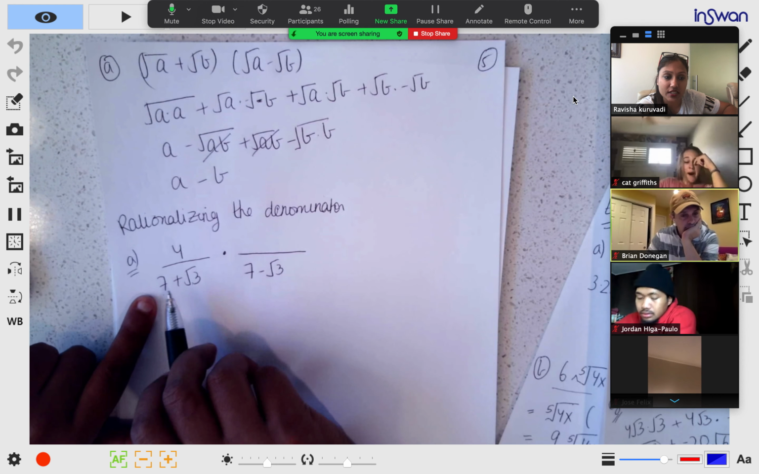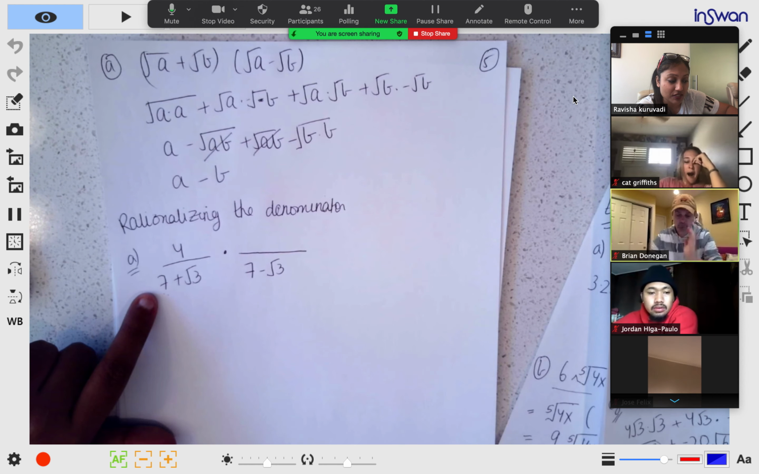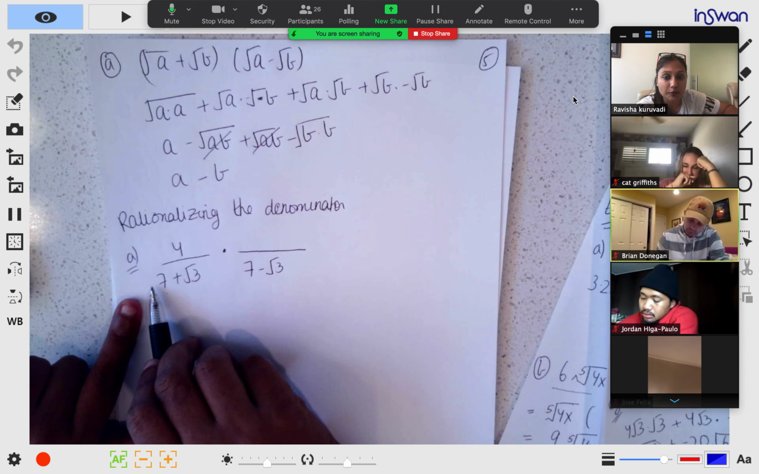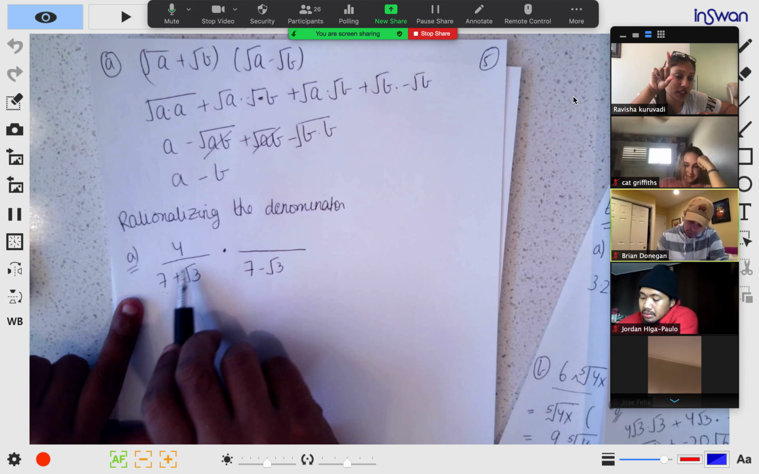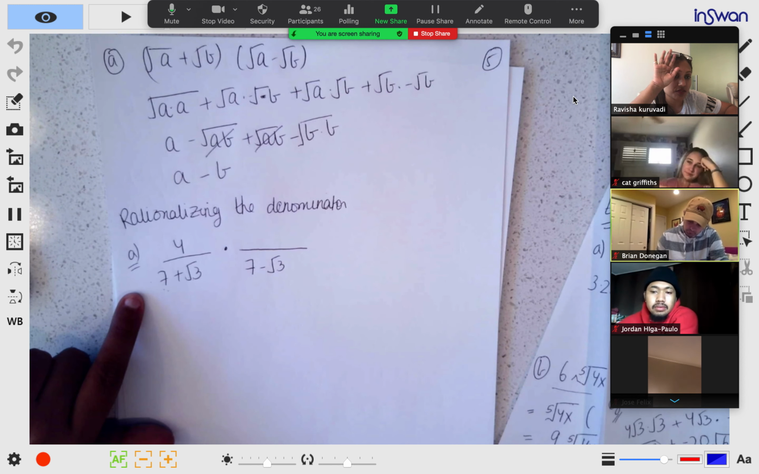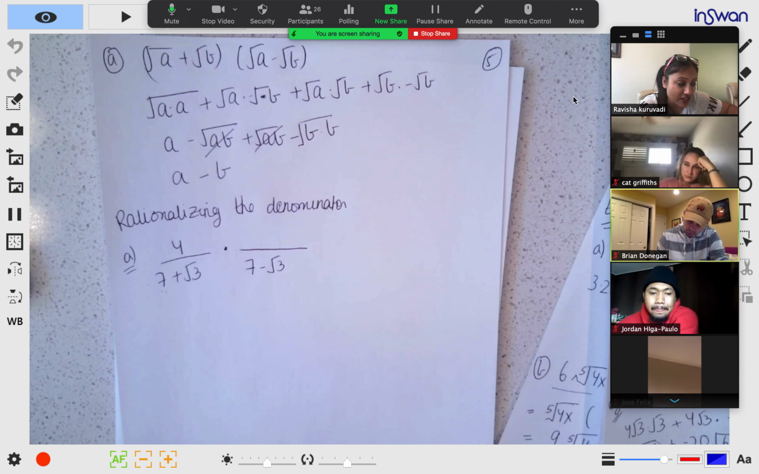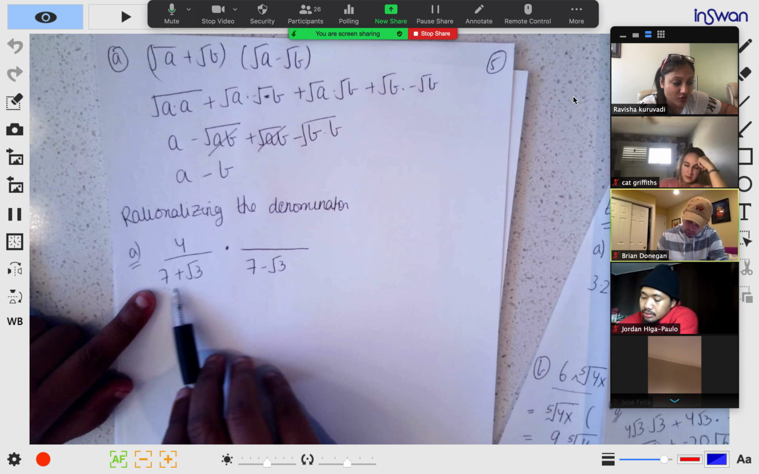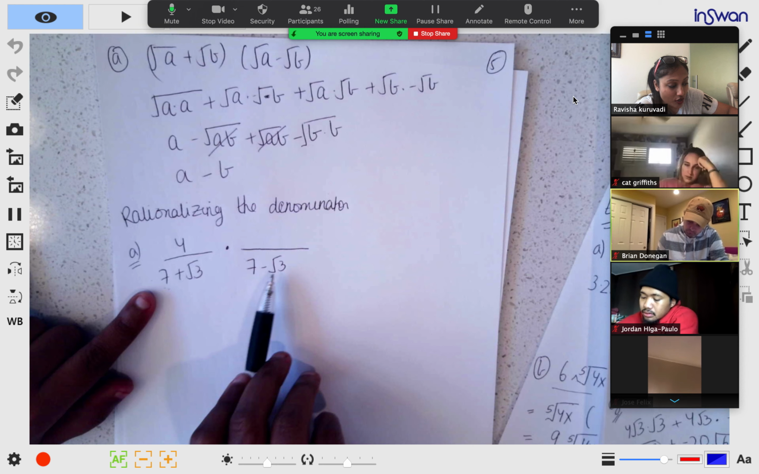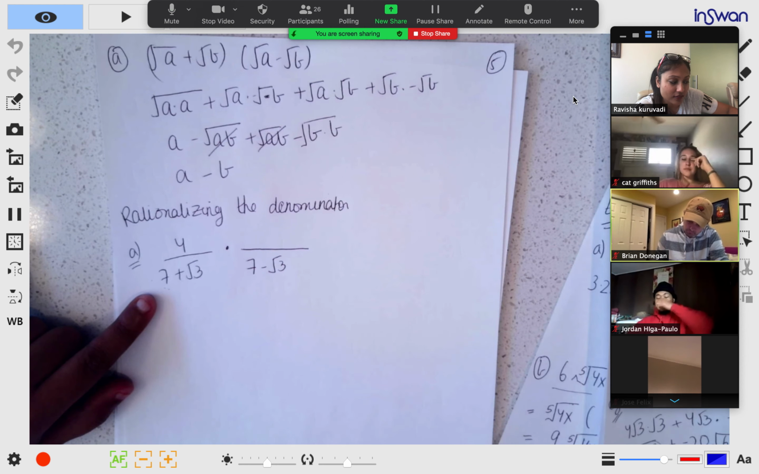It's up to you which sign you change. You can change the sign of 7 and keep the sign of the other term the same. But change the sign of one term and keep the other term as it is. So I'm keeping 7 as it is, but the sign of root 3 I'm changing to negative. You're gonna multiply and divide with that.